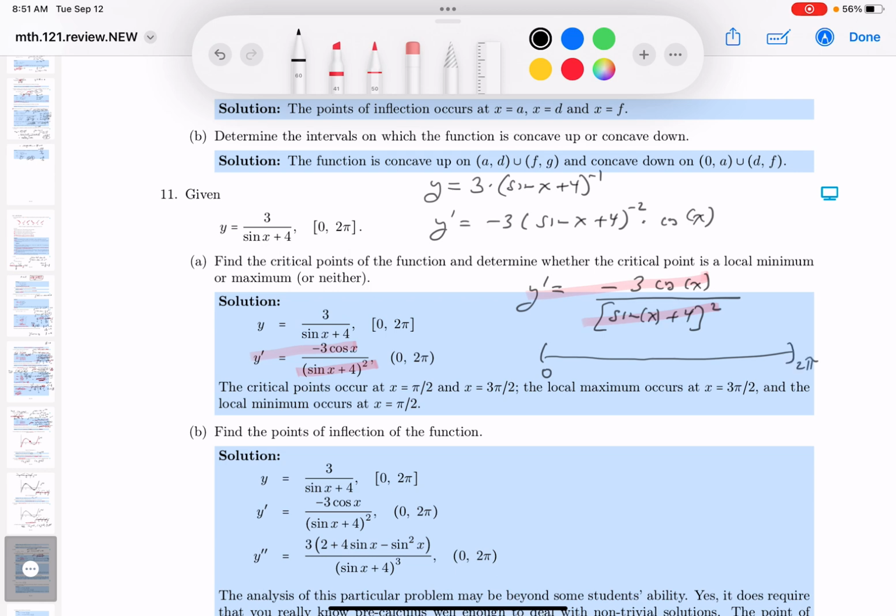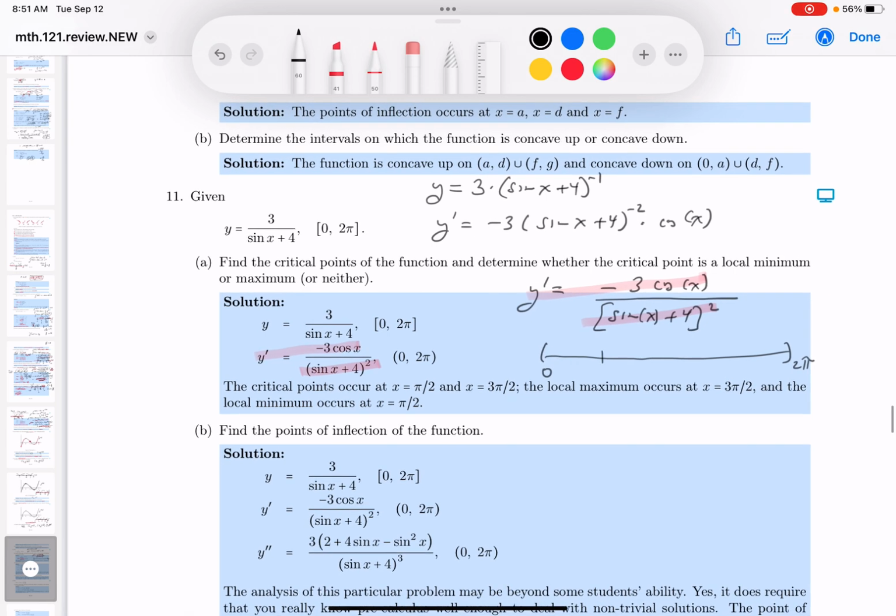So looking at the bottom, I'm not worried about it because the bottom's always positive. It's never 0. But the top becomes 0 at pi over 2 and at 3 pi over 2. And then I'm going to take test points here.